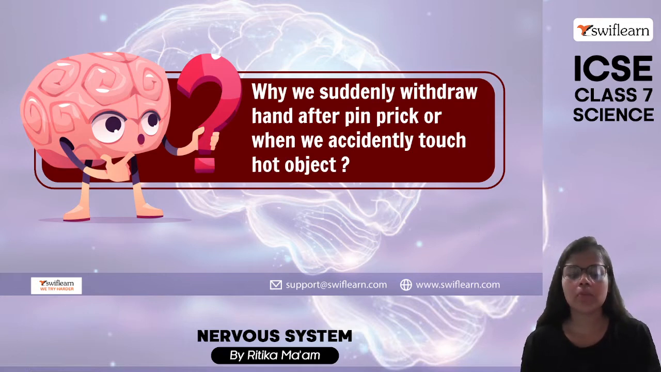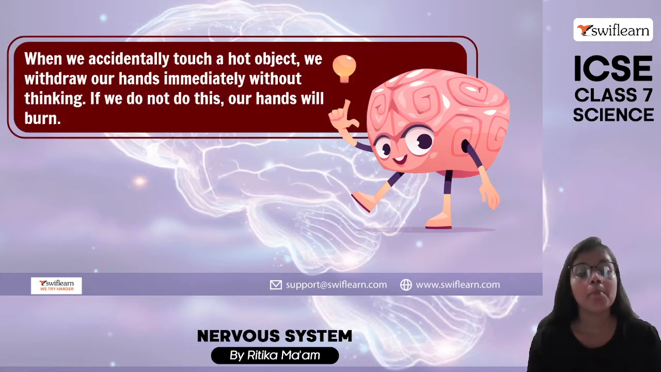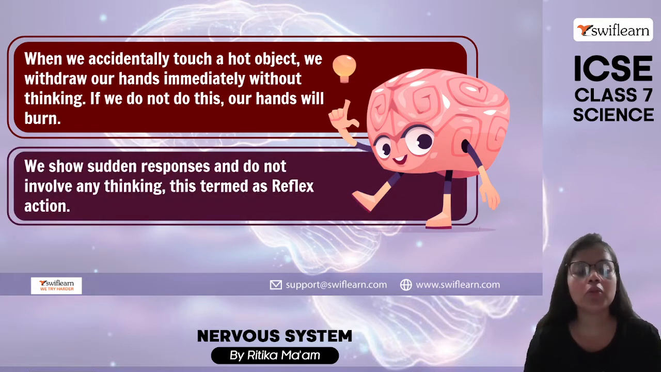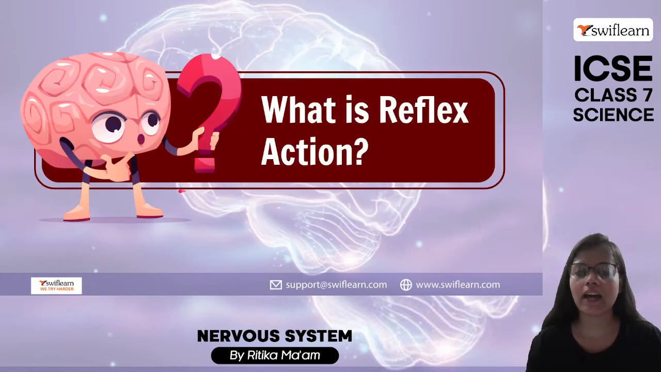Now if I talk about a pin pricking our hand, what do we do? If a pin pricks our hand, we just immediately remove our hand, or maybe if we touch any hot object, we remove our hand. Why? Because when we touch any hot object, or when we touch any sharp object, our hand will either burn or get pricked, right? So we suddenly remove our hand. So at this time our body is showing a sudden response. Okay, we are not thinking anything, and that is known as reflex action.